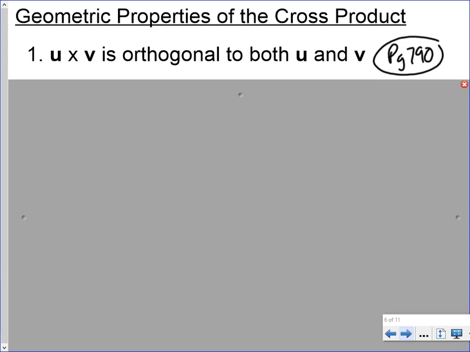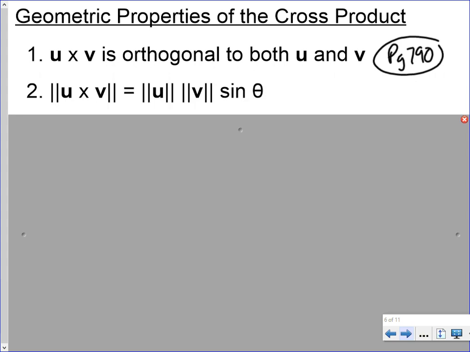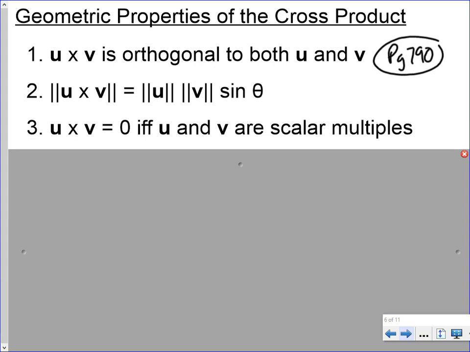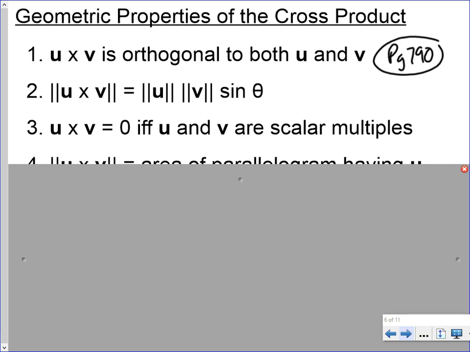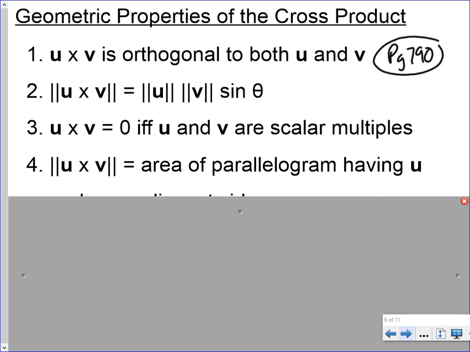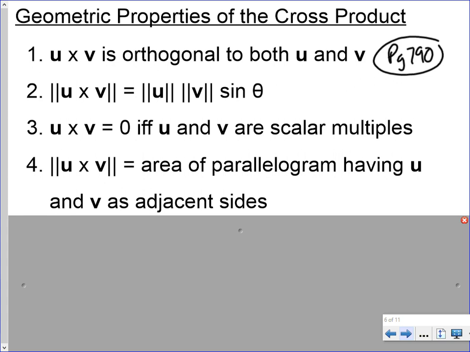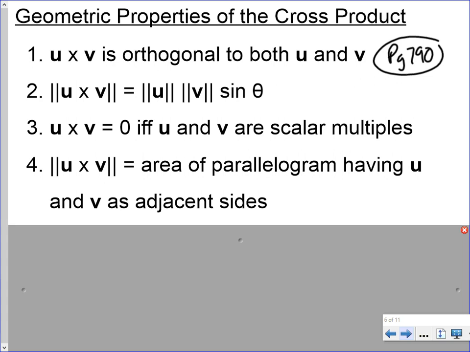The cross product of u and v is orthogonal to both u and v. That's part of the definition, so when we drew that picture. The magnitude of the cross product is equal to the magnitude of u times the magnitude of v times the sine of theta. The cross product is 0 if and only if u and v are scalar multiples of each other. So if they differ by a scalar, you'll also get a cross product of 0. And the magnitude of the cross product of u and v is the area of a parallelogram having adjacent sides u and v. So this is actually the one that we're going to talk about next.